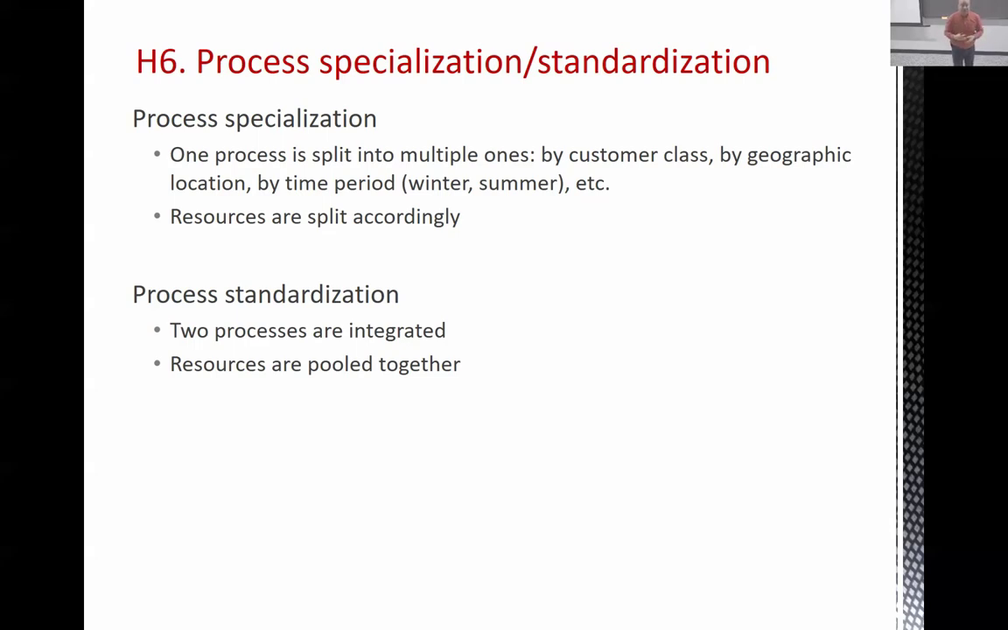The reverse of specialization is standardization. Standardization means you currently are running multiple processes that look very similar, but they have some differences. Like, for example, one order to cash process for Estonia, one for Latvia, and one for Lithuania. And you merge them together and you say, let's bring them all together. And what does it mean to bring them all together? It's like, all the sets of people who were employed in these three processes are going to now form a single team.